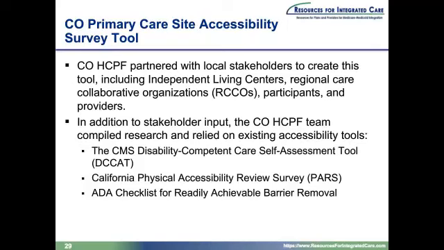The challenge was to convince practices of the benefits of this survey. We needed to overcome the significant reluctance to have an outside group come into their practice and to overcome their perception they could be in trouble or fined if they had a non-compliant ADA facility. We often heard, quote, "Do we have to?" Next slide.